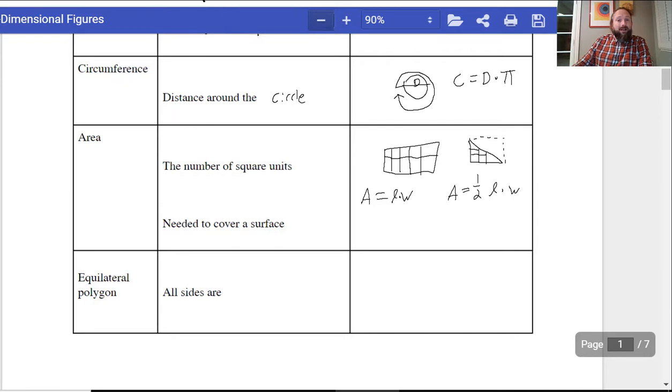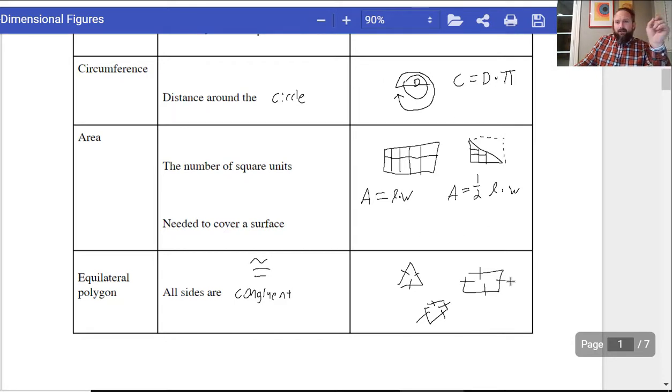Equilateral polygon. When we have an equilateral polygon, all sides are congruent. So we could have a triangle where all sides are congruent, or a square where all sides are congruent, or a, what was it called? Not a kite. Oh yeah, a rhombus. There we go.